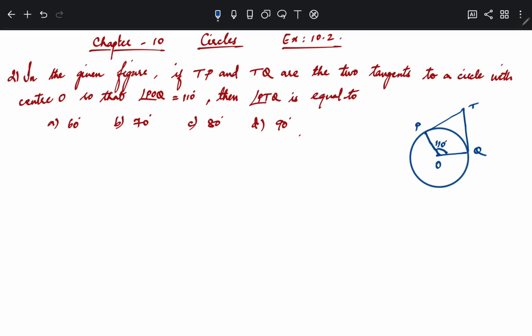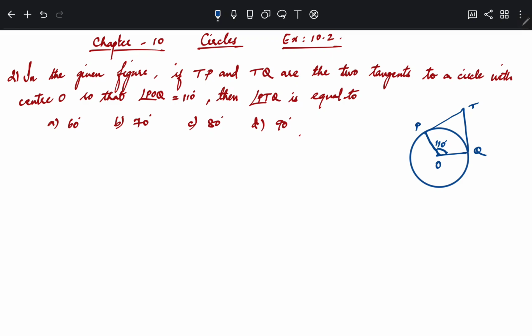Today let us see the second question of exercise 10.2. In the given figure, if TP and TQ are the tangents of the circle with center O, so that angle POQ is 110 degrees, then angle PTQ is equal to, we have to find angle PTQ.